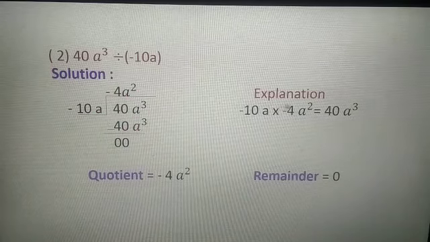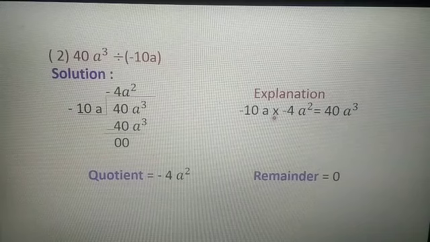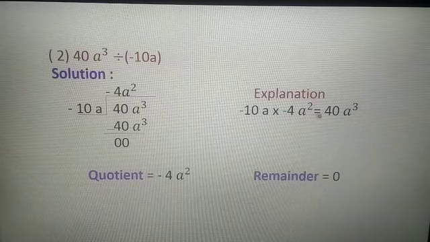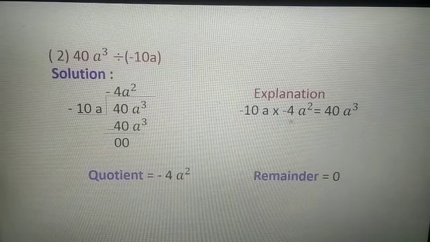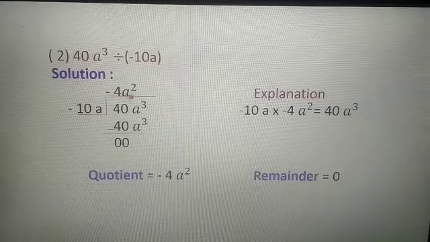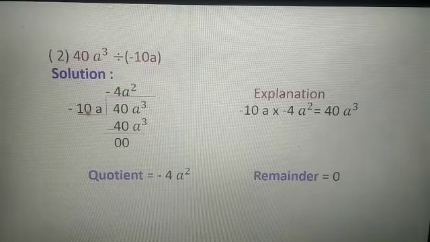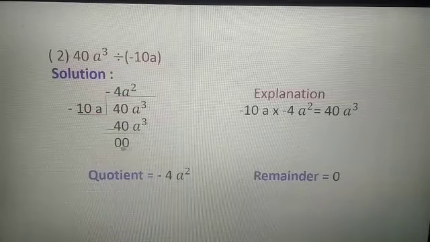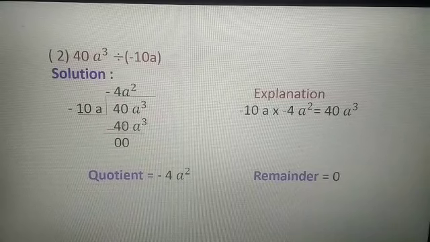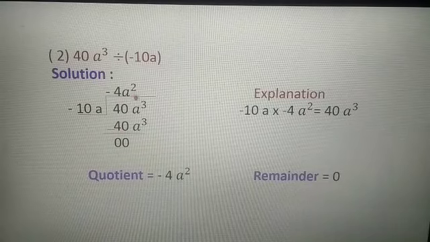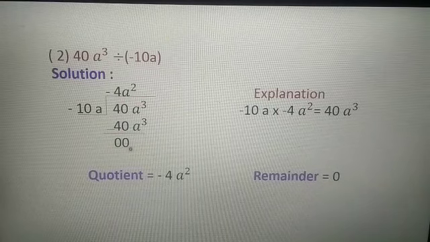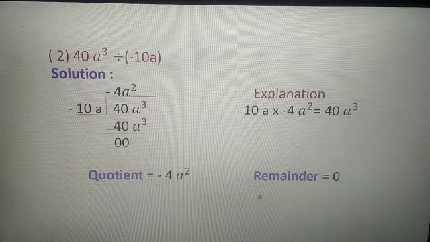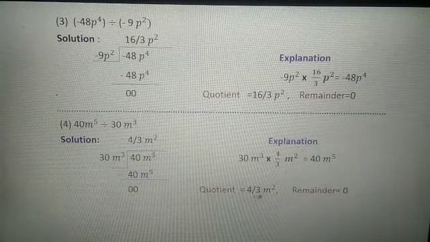Now what will we write in the explanation? Here the divisor minus 10a is multiplied with minus 4a square to get 40a cube. So minus 4a square is your quotient. As we multiplied minus 10a into minus 4a square and got 40a cube, we subtract these two terms so that they cancel and we get 0 as the remainder. So quotient is minus 4a square and remainder is 0. In this way let us come to the third sum.